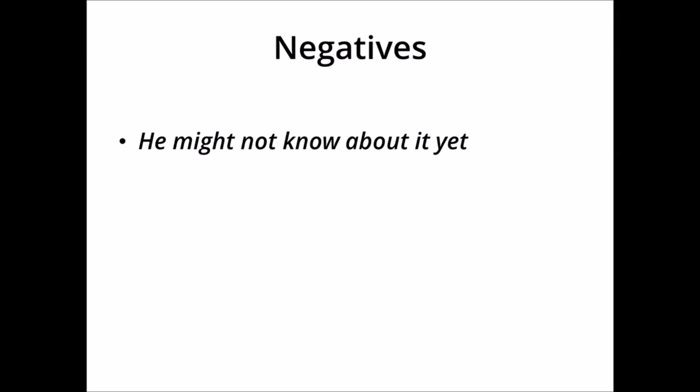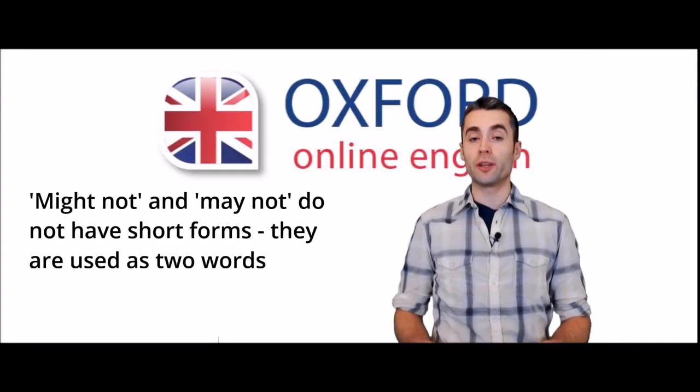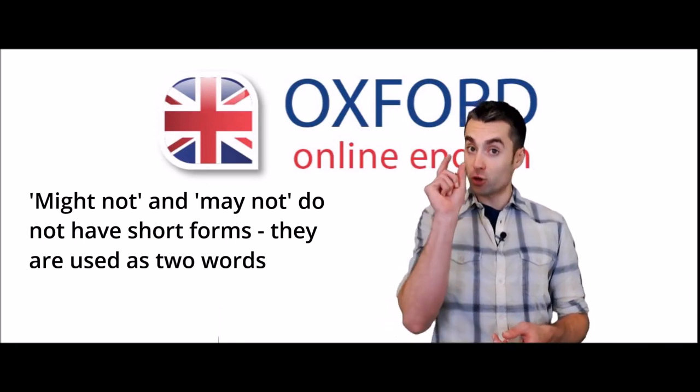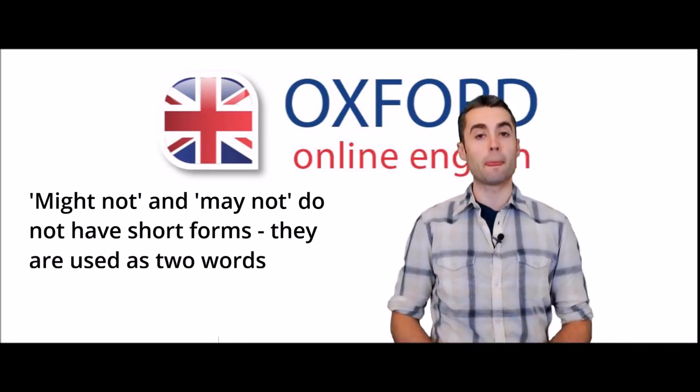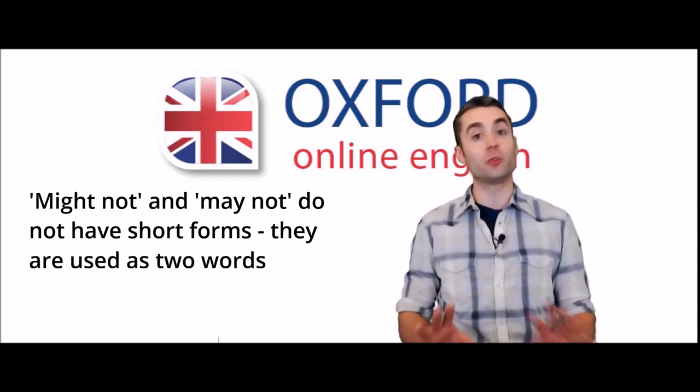So, he might not know about it yet means it's possible that he doesn't know. He couldn't know about it yet means it's impossible that he knows. In fact, couldn't in this sentence expresses certainty. It means I'm sure he doesn't know. So in the positive sentences, might and could have a similar meaning, but in the negative sentences, the meanings are very different. Another small point, cannot and could not are usually shortened to can't and couldn't. May not and might not are almost always used as two separate words. We don't use the short forms.